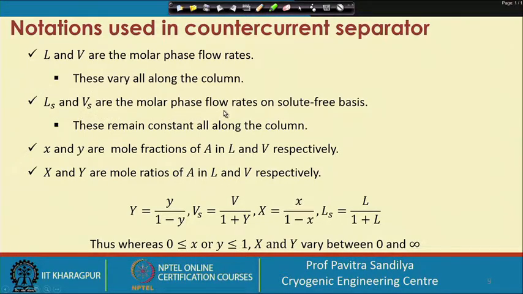These are the molar phase flow rates on solute free basis. Solute free basis means that when we are calculating Ls and Vs, we are excluding the solute which is getting transferred. That means, if we exclude the solute which is getting transferred, assuming that other species are not getting transferred, it means that the Ls and Vs will remain constant all along the column. And why we are doing this, we shall see later, that by assuming the flow rates on a solute free basis, we are able to simplify our analysis.